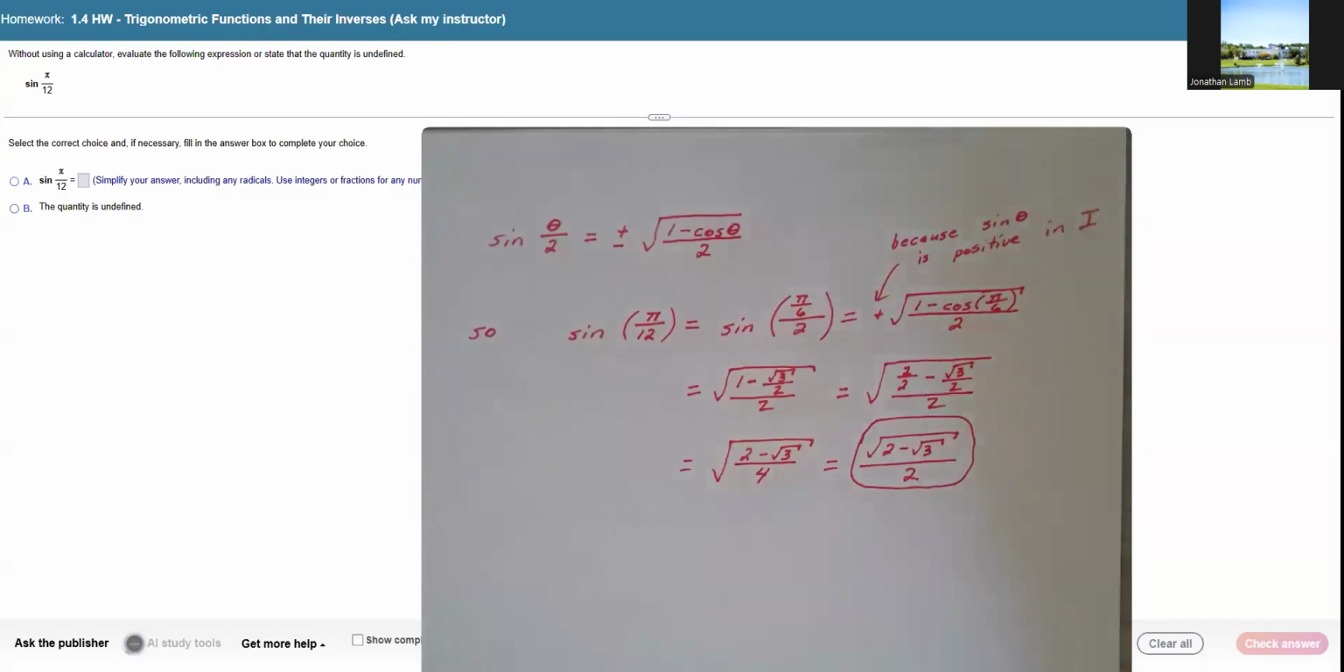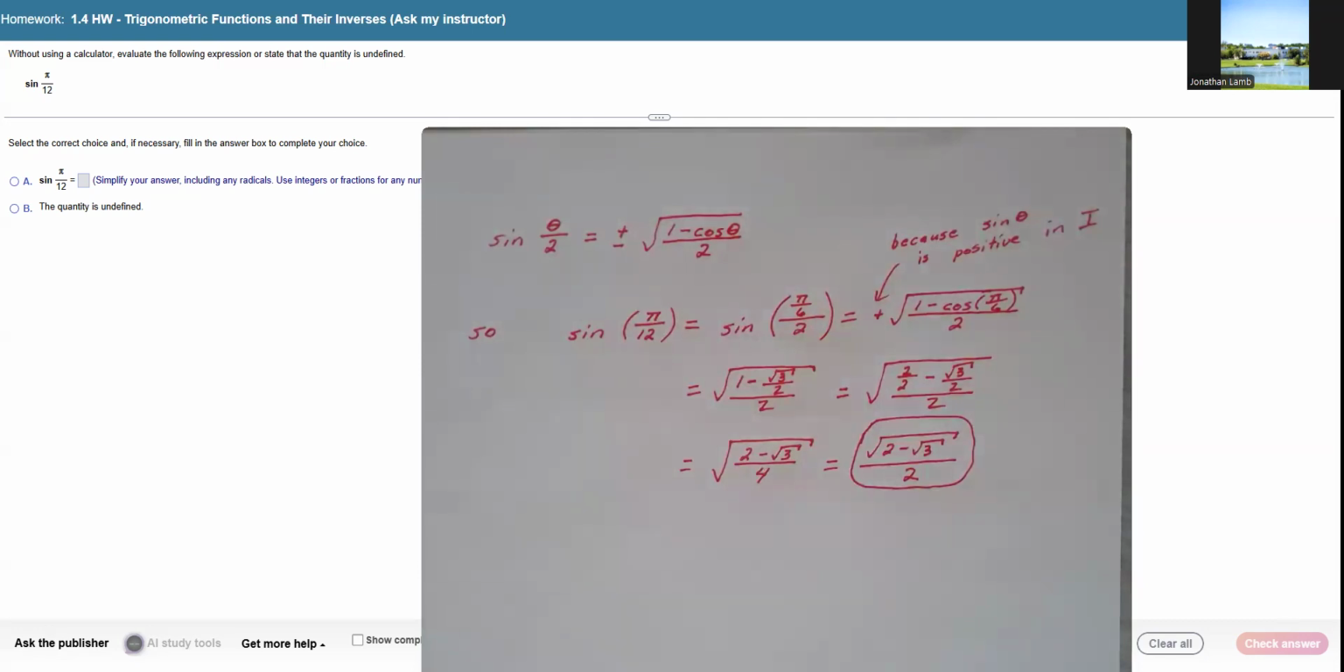Well, let's take a look at this cool trig problem in section 1.4. It's asking us to find the exact value of the sine of pi over 12. As you know, that's not one of our common angles that we're supposed to be familiar with on the unit circle, but it is half of one of the common angles that we are supposed to be familiar with. Thus, we can still find it using the half angle identity.